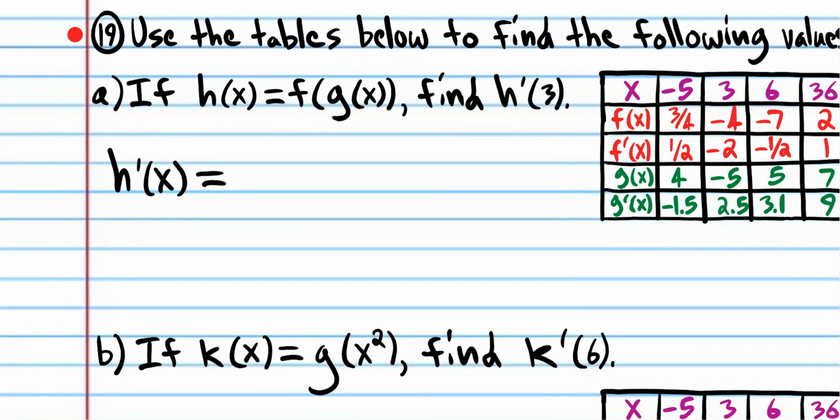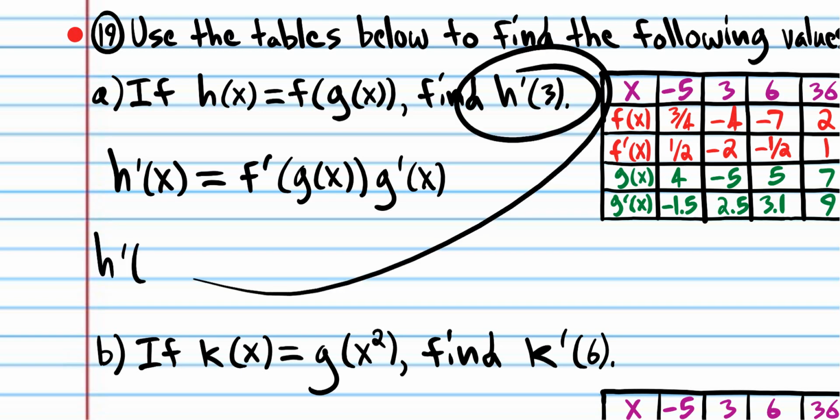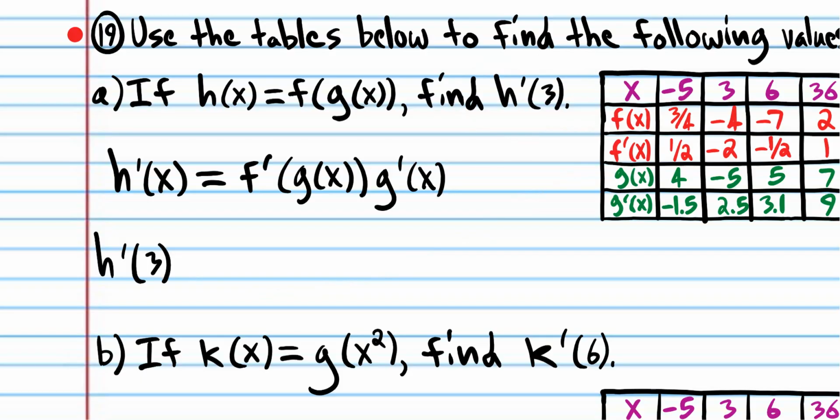But in order to understand this, let's do the 3 steps of the chain rule. Remember, there's 3 steps. Number 1, find the derivative of the outside function. That's f prime. Number 2, keep the inside function. Don't do anything with the inside function. You're just going to keep it there. Step number 3, multiply by the derivative of the inside function. And there you go. So it's that simple. Now we want to find h prime of 3, so we just let x equal 3.